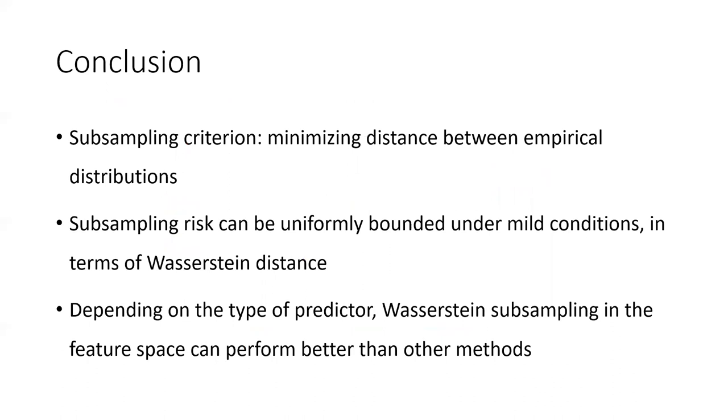To quickly summarize, in this work, we use the subsampling criterion that we want to minimize the distance between the empirical distributions of mu m and mu n, where mu n is the empirical distribution of the IID points, and mu m is the empirical distribution of the subsampled points. And the subsampling risk can be uniformly bounded under mild conditions. Basically, we only require boundedness and Lipschitz. And this bound is expressed in terms of Wasserstein distance. Also, numerically, we found that depending on the type of predictor, Wasserstein distance-based subsampling in the feature space alone can perform better than other methods.